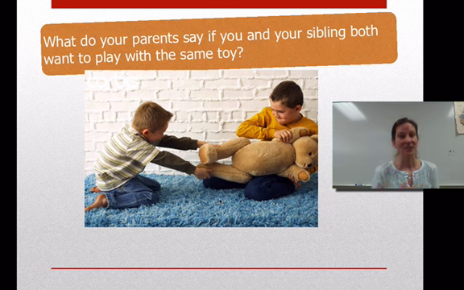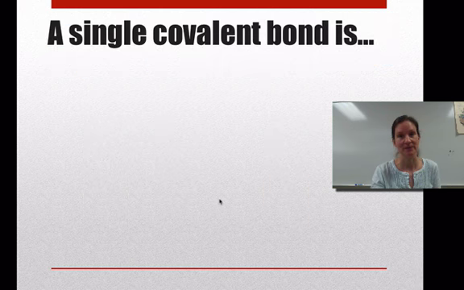Now, transferring electrons is not the only way to make a bond. In a scenario where you have 2 atoms that come together and neither one wants to or is able to transfer electrons to the other, we have a second bond that happens. For example, what happens when you both want a toy? Your parents will probably tell you to share. Covalent bonding is when we share.